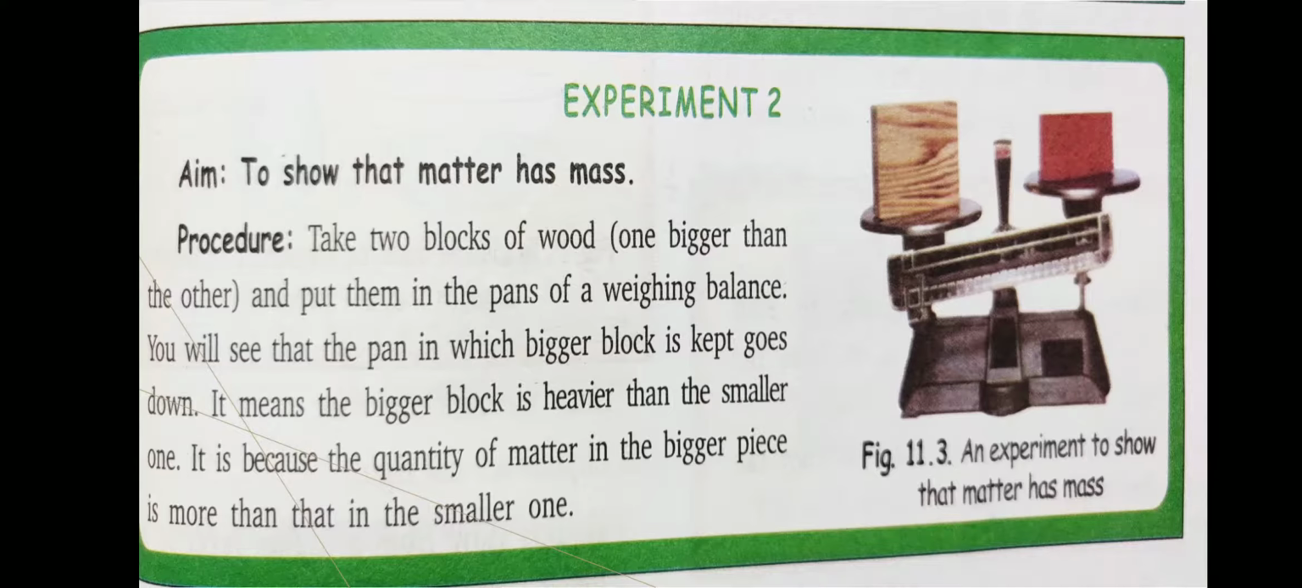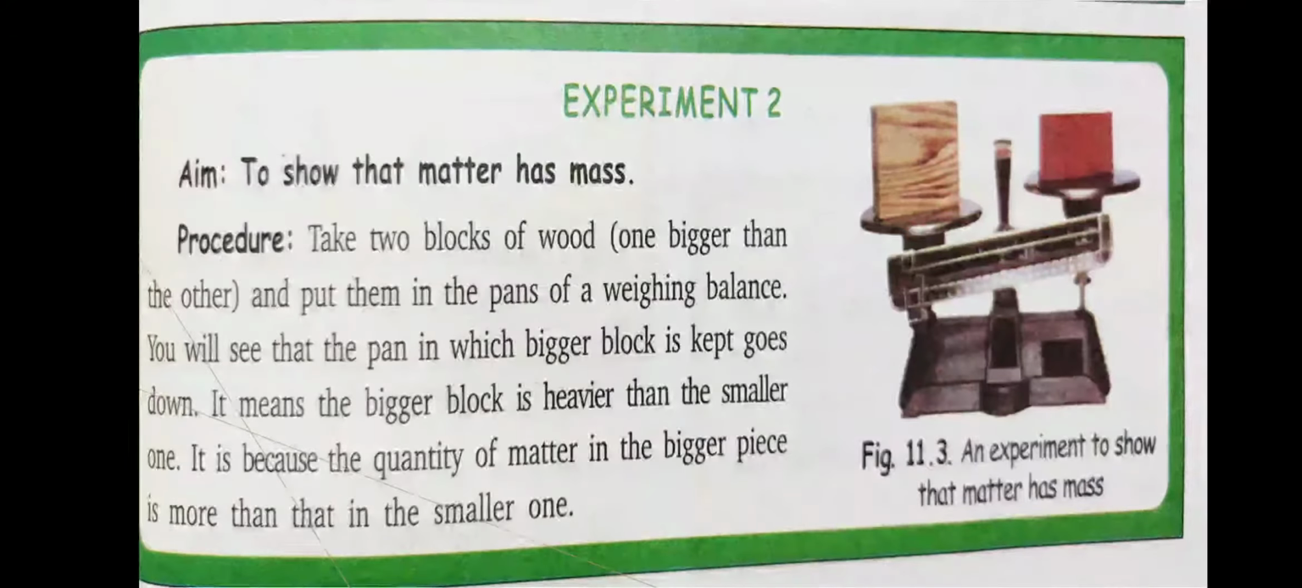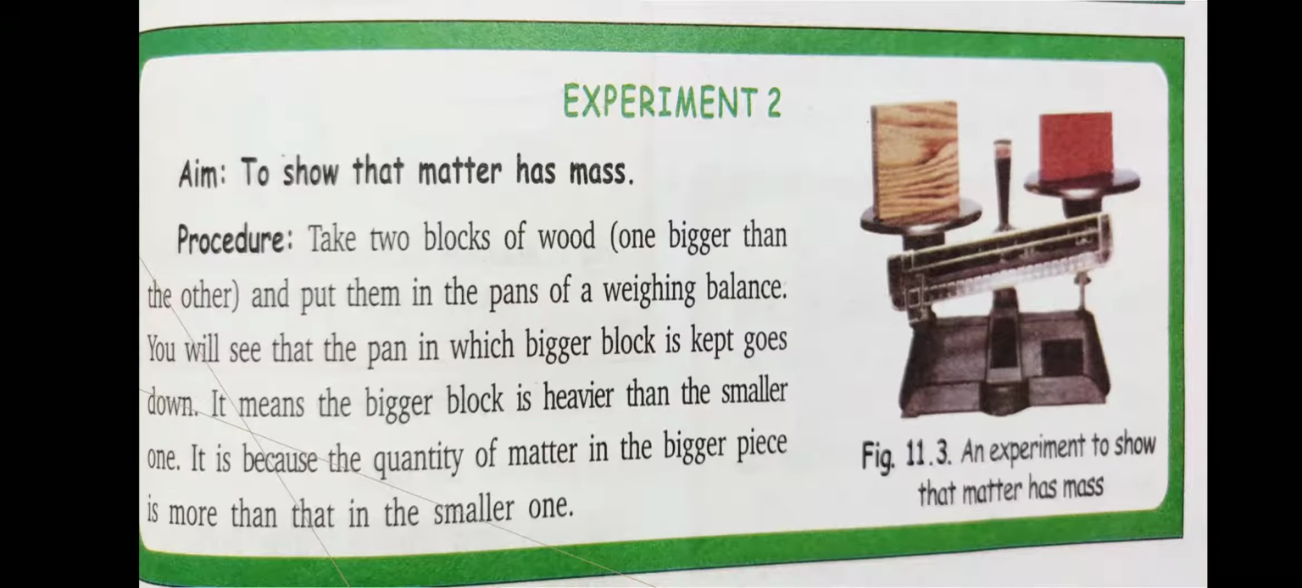Now let us do another experiment, experiment 2, for finding another proof of matter. For experiment 2, 2 blocks of wood are taken. One wood block is bigger than the another one. Both wood blocks are kept on the pans of weighing machine. An observation is made. It is observed that the pan with bigger wood block goes down and the pan with smaller wood block rises up.